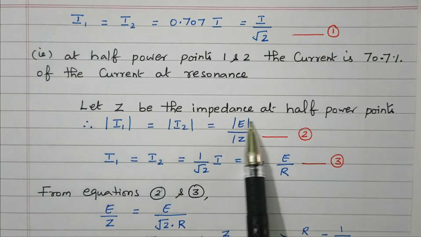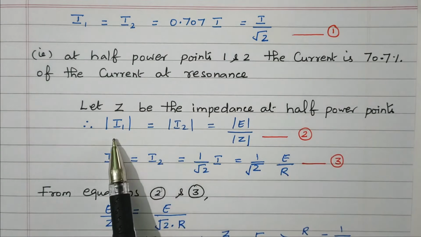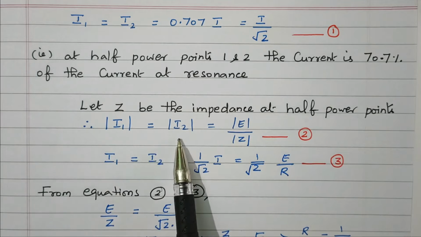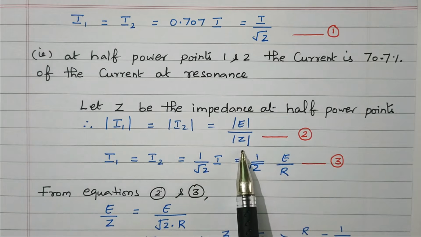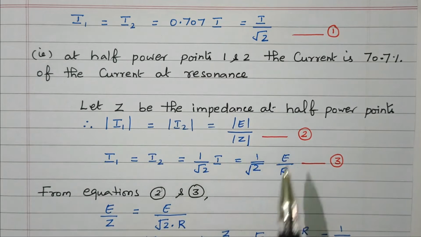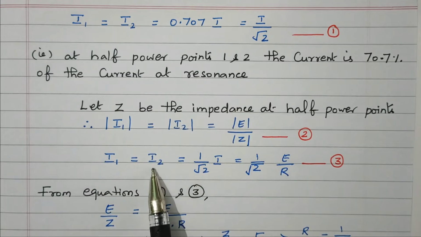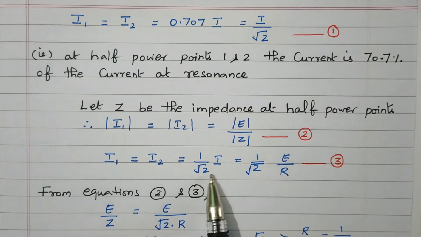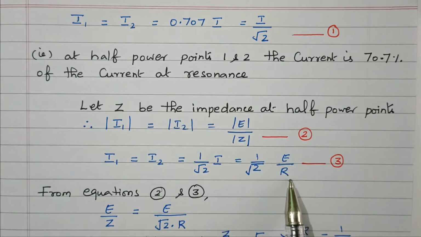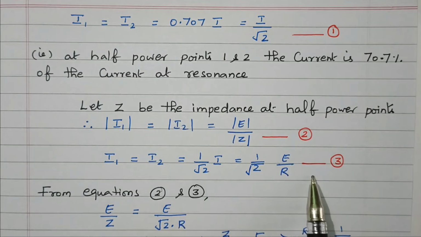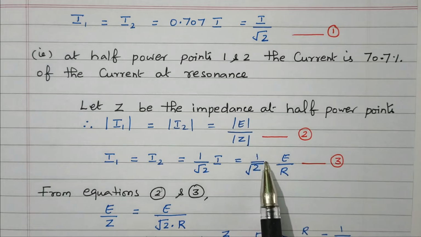Let Z be the impedance at the half power point, so that the magnitude of I1 equal to the magnitude of I2 equal to the magnitude of E divided by the magnitude of Z. Take this as equation number 2. I1 equal to I2 equal to 1 divided by root 2 times I, where I is replaced by E by R. I equal to E by R is equation number 3. From equations 2 and 3, both are the same, so E by Z equal to 1 divided by root 2 times E by R, right?